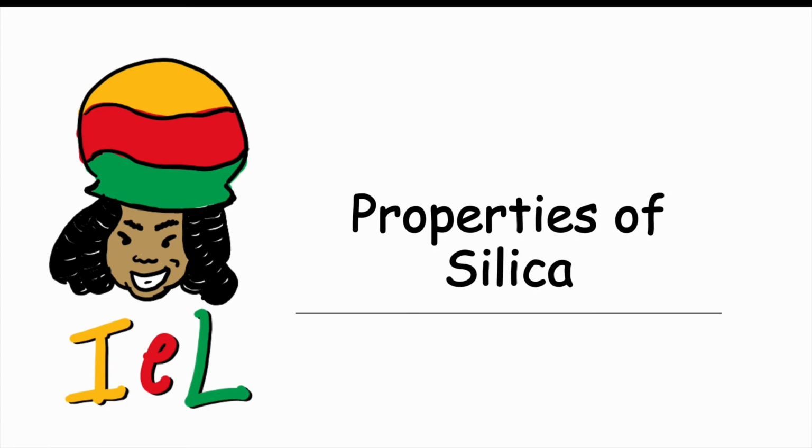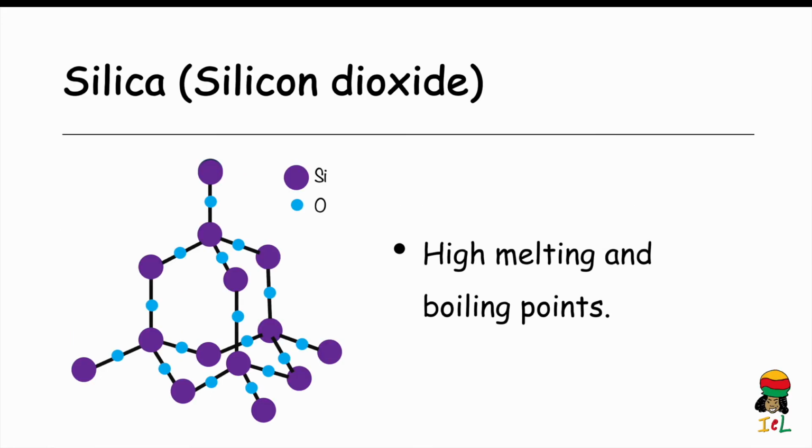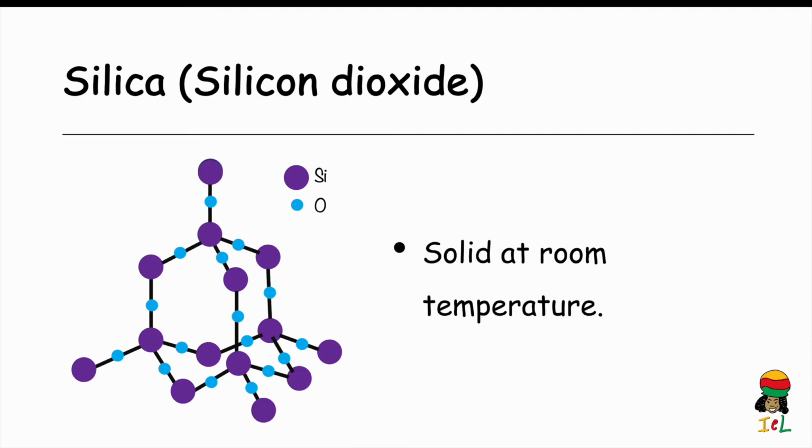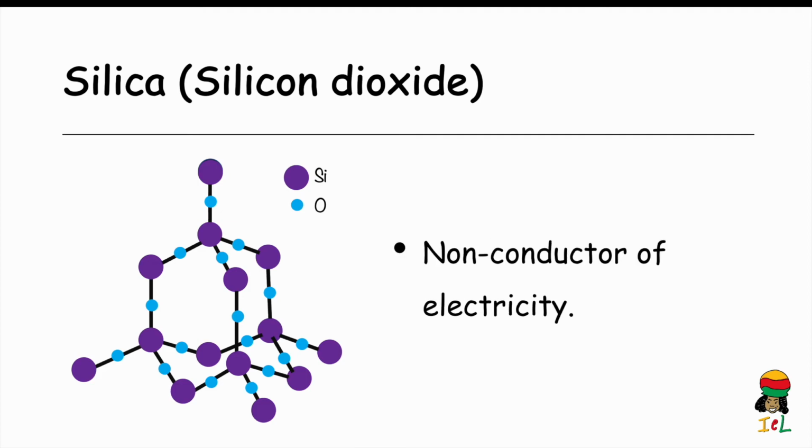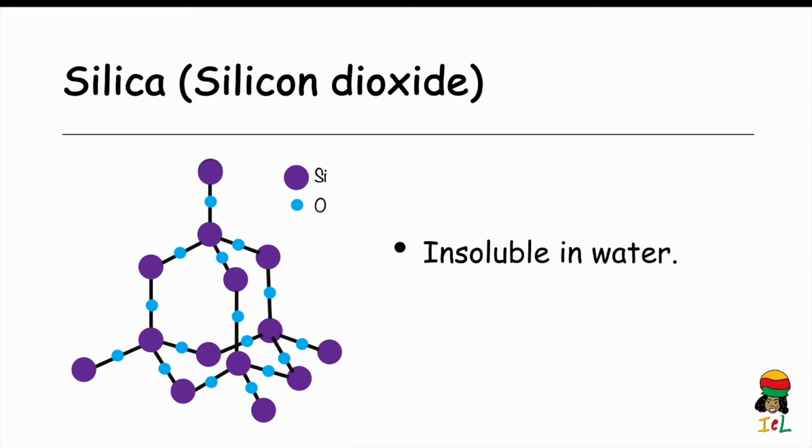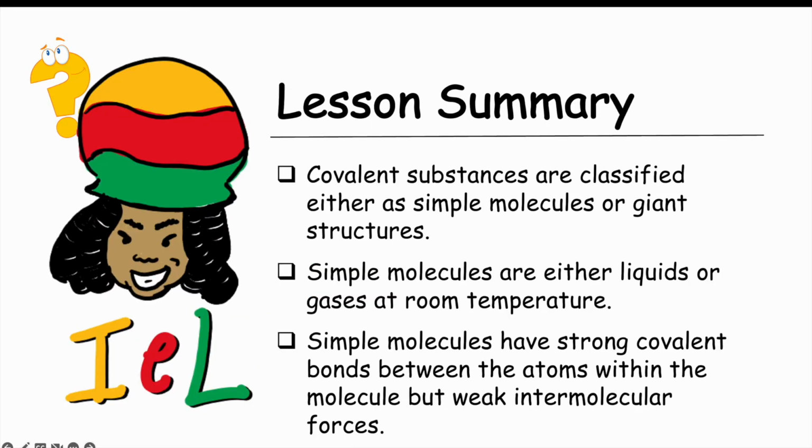Now, we will quickly examine the properties of silica. Silica has high melting and boiling points. It's a solid at room temperature. It's a non-conductor of electricity. It's insoluble in water. Here are the lesson summary points.